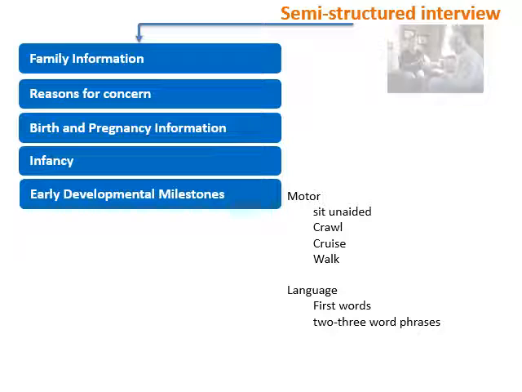So we look for at what age did the child sit up unaided, when did they start crawling, when did they start cruising, and when did they start walking. We look for when the first words emerged, when did they start using two-word phrases, when did the child start pointing.